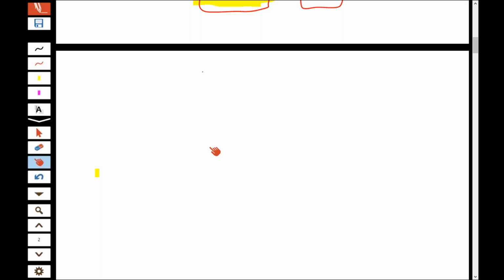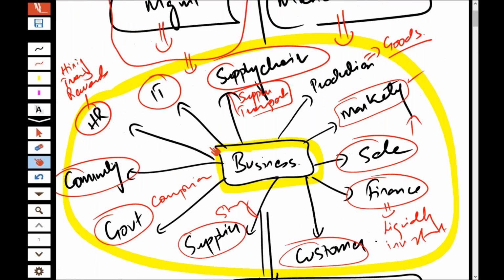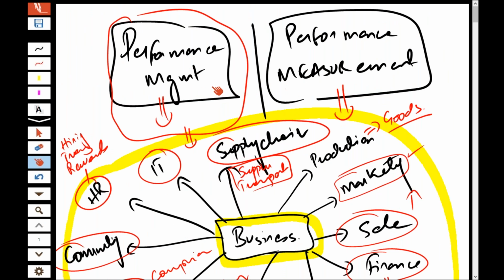Let's just start discussing. The first thing is that I talked about performance management and I talked about performance measurement. I asked you a question: what is performance management? You started giving me an answer about performance management and performance measurement.